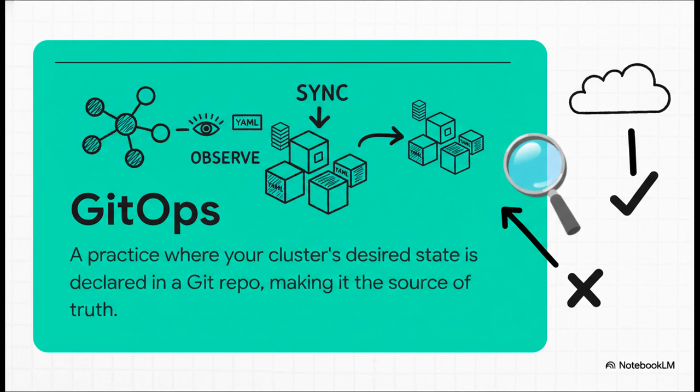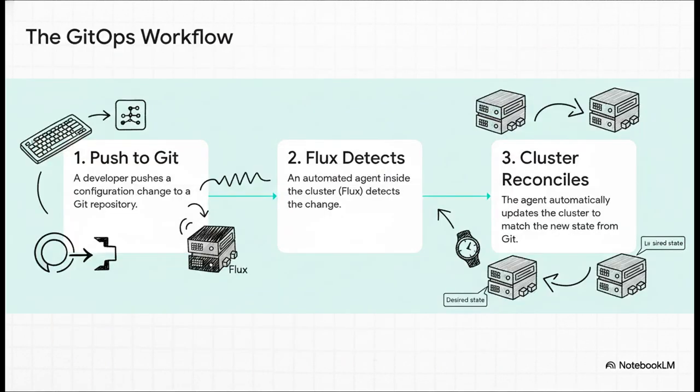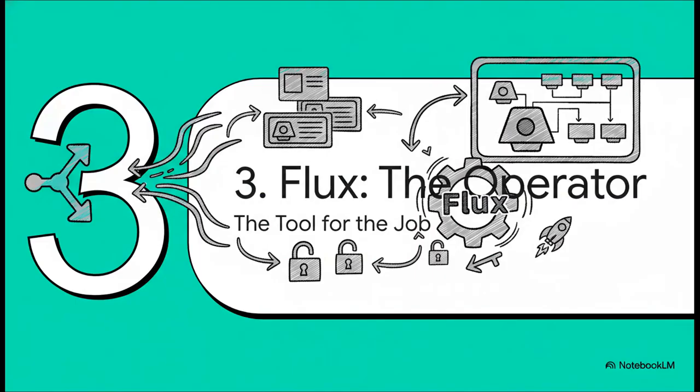That's it. And the workflow is this beautiful, simple loop. First, a developer makes a change and pushes it to Git, just like they would with any other piece of code. Second, an agent running inside your cluster, that's Flux, is constantly watching that repository and it immediately detects that new commit. And finally, Flux gets to work, automatically reconciling the cluster state to perfectly match what's now defined in Git.